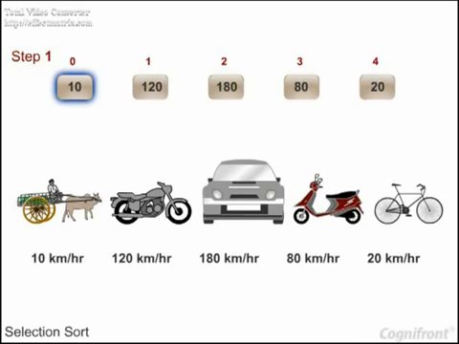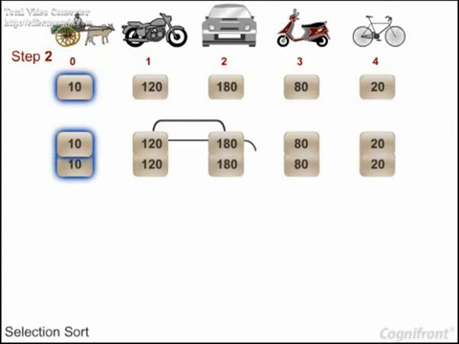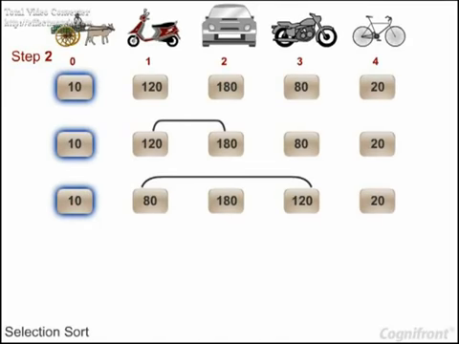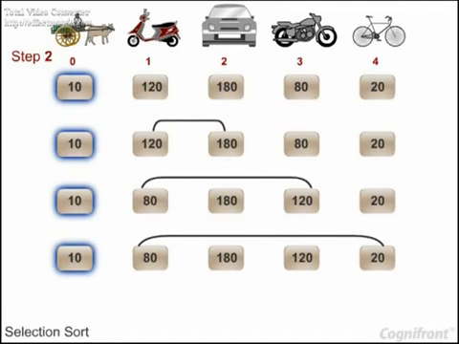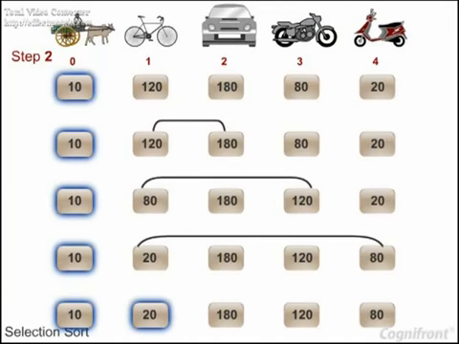In the next iteration, the first element is compared with the other elements in the list. So here 120 km per hour is compared and interchanged with 80 km per hour. Now 80 km per hour is the first element. It is then compared with 20 km per hour, and 20 km per hour is placed at the first position. Thus, you can see that cycle is placed at its proper position according to its speed.